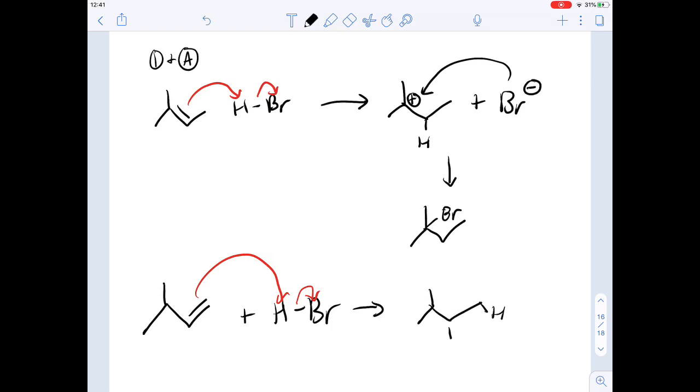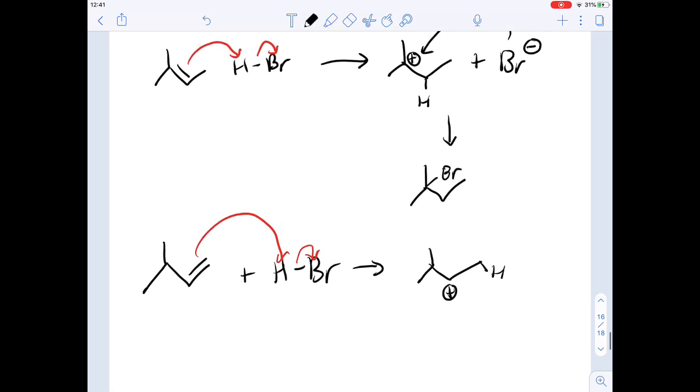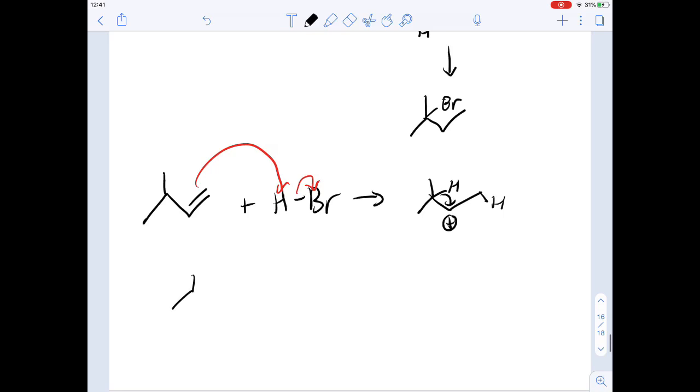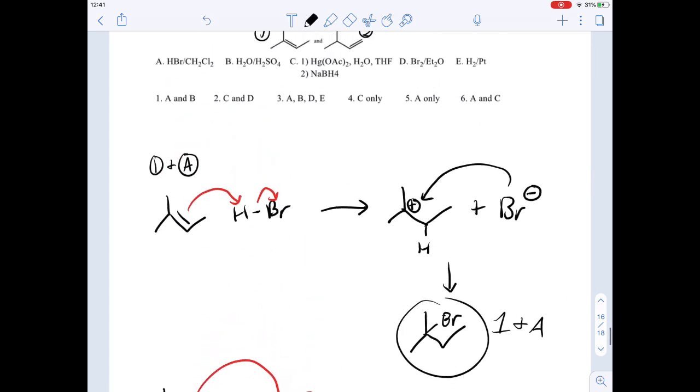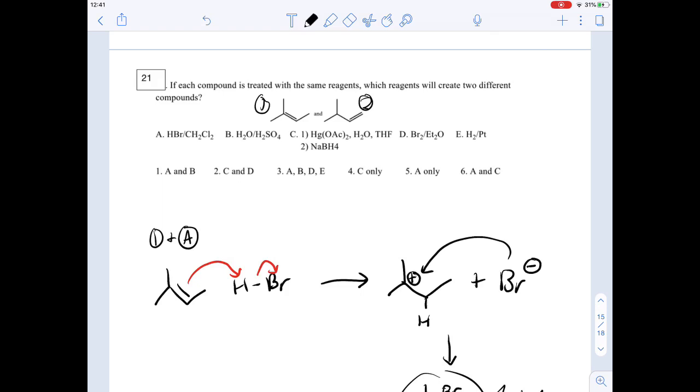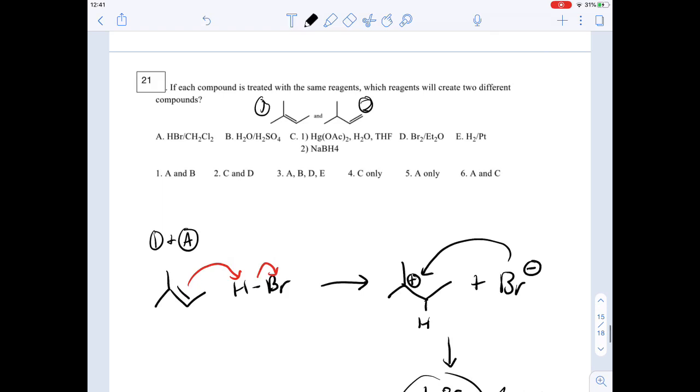Okay, so we're going to protonate the less substituted side, and the carbocation is going to be here. In this case, you're going to have a hydride shift. Okay, and the carbocation will move here. Now the Br is going to attach, and that is going to give you the same product as 1A. So this is alkene 1 with A's reagents, and this is alkene 2 with A's reagents, and you get the same product. So that's not what they're looking for.